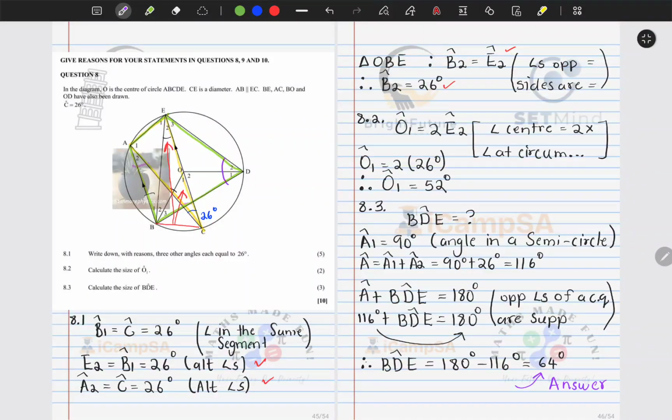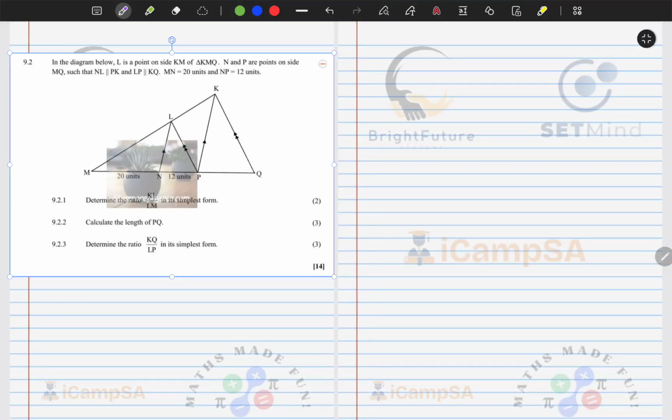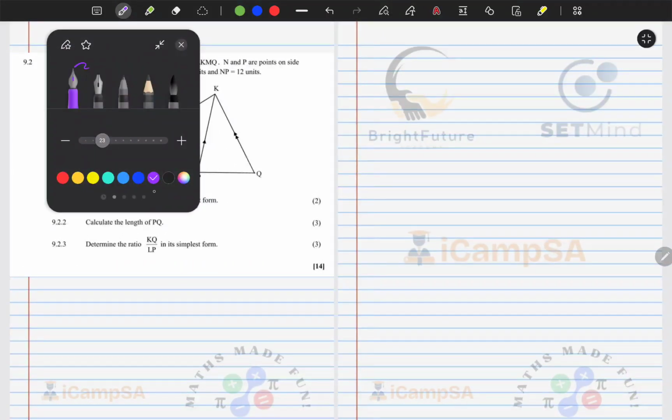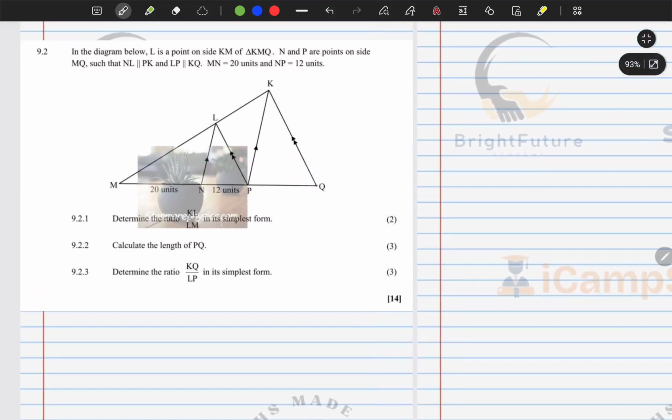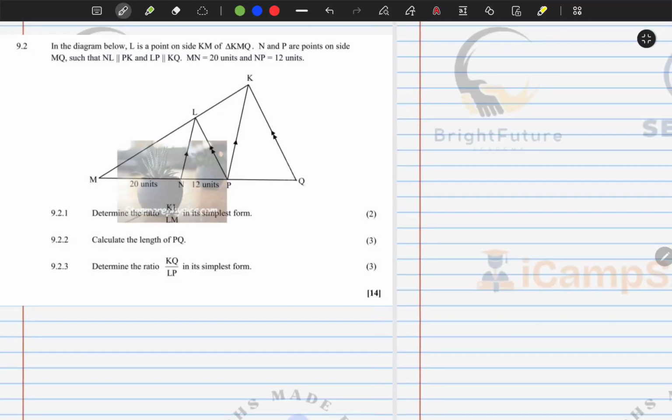So that brings us to the end of question number 8, guys. Let's go and have a look at the next question, question 9. 9.1 I'm not going to do because it's a general proof question, so it should be available in your notes from school. Let's look at 9.2, where we are told in the diagram below L is a point on the side KM of this triangle. So we are told all of this. Then let's have a look at what they are asking for.